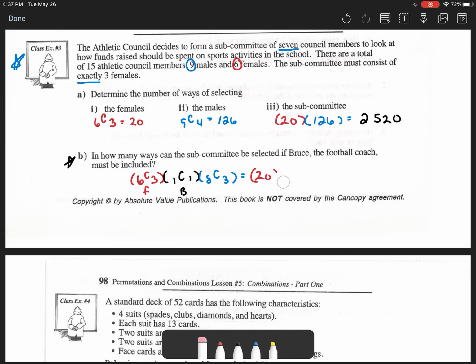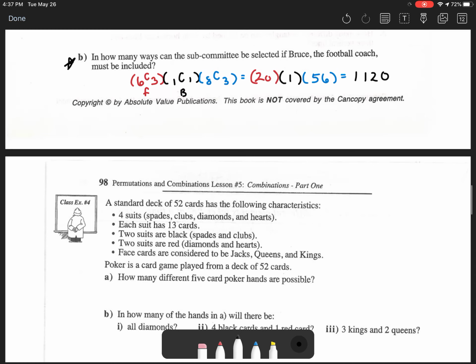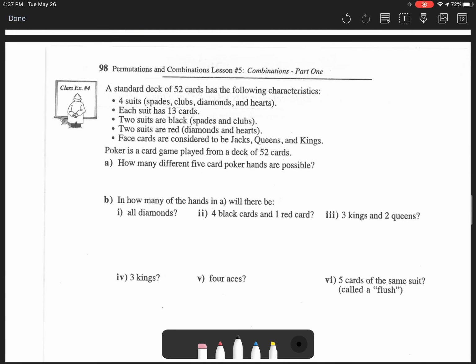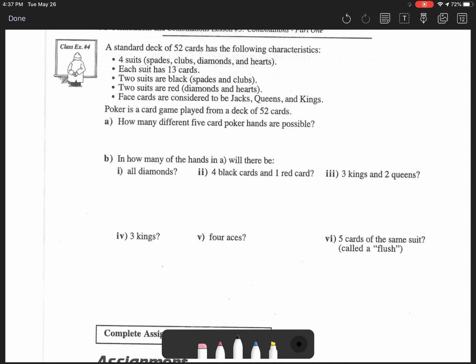So when I do those, we know 6 choose 3, that's 20, okay? Like I said, 1 choose 1, that's going to be 1, that's not going to affect anything. It's the 8 choose 3, okay, which will give me 56. So now when I multiply these 3 values together, I get 1,120, okay? So again, that's a very good question. Be aware of that. You'll see things very similar to that in assignments, homework, worksheets, and on tests.